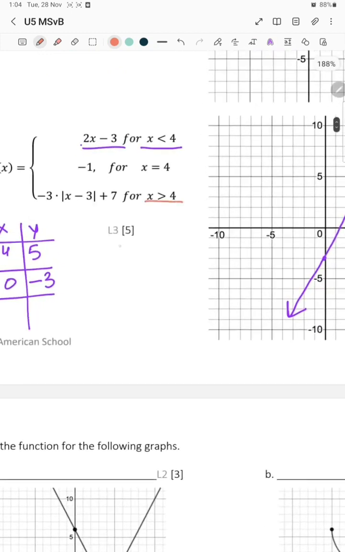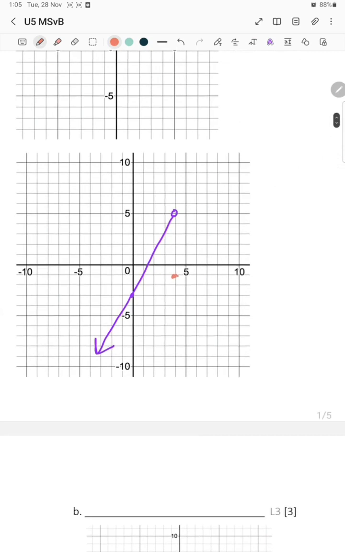But it's x greater than 4. So 4 minus 3 is 1, minus 3 plus 4. 4, 4, 5, 1.